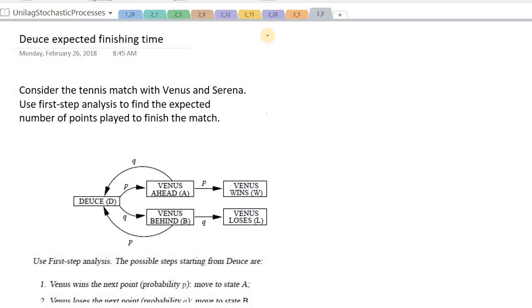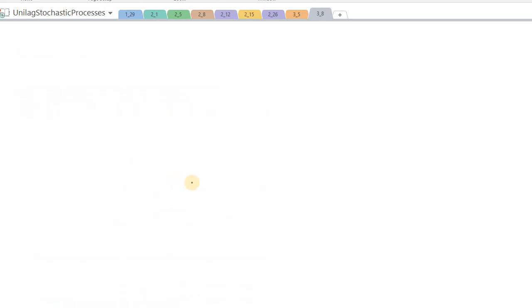Previously, we considered a stochastic process represented by a tennis match where Venus and Serena play tennis. There are 5 possible states. Deuce means that the 2 tennis players are tied, Venus ahead, and Venus has to win by 2.